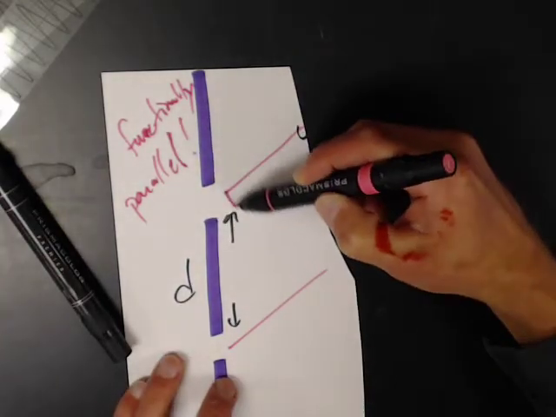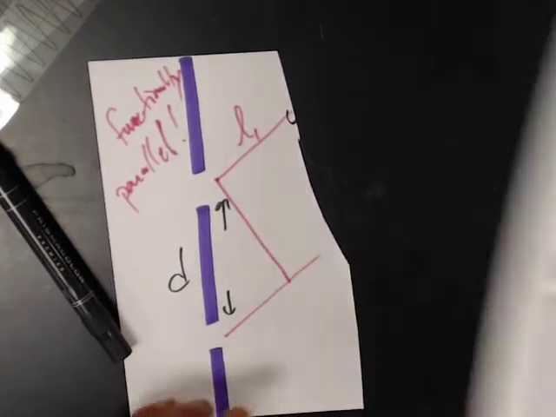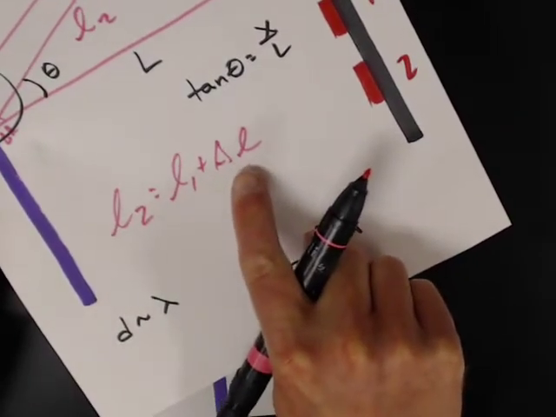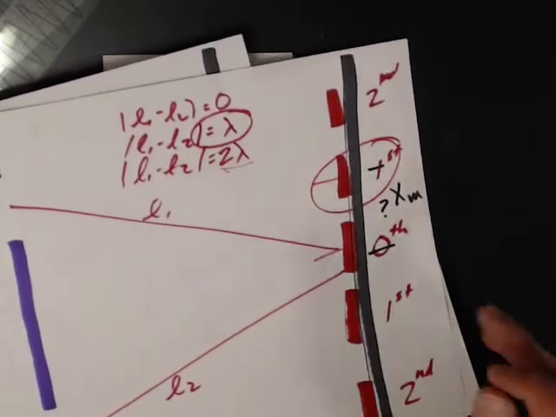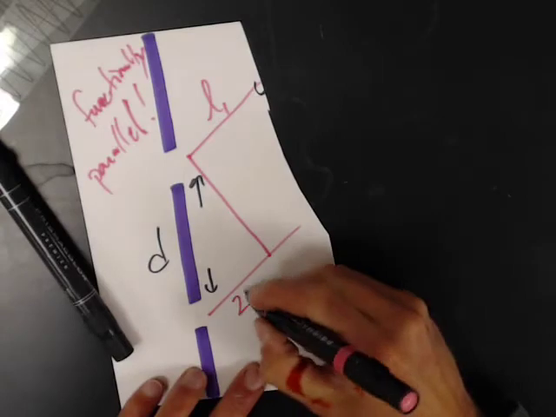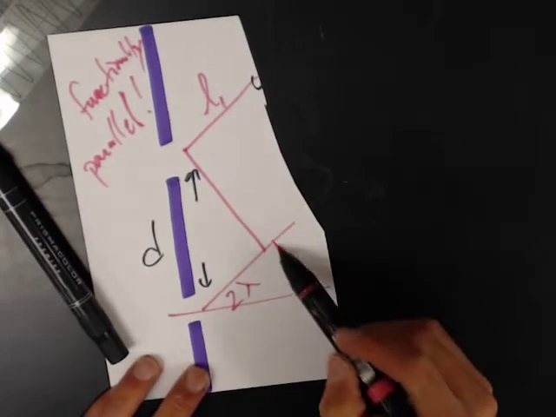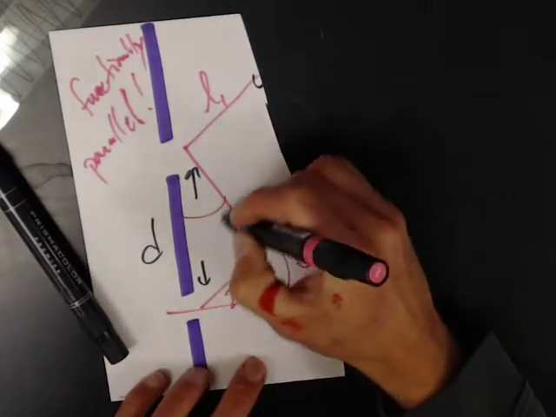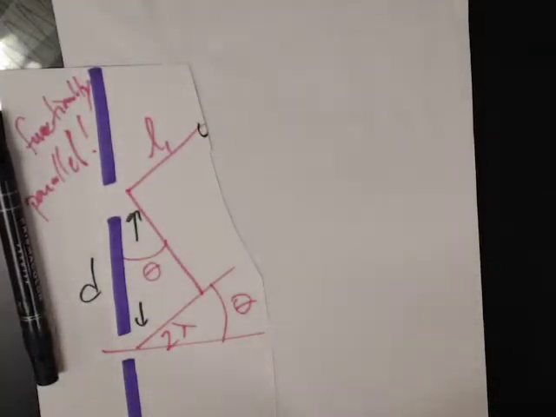So here's L1, here's L2. Remember L2 from our picture is a little bit longer than L1 by delta L, but because it's my second order fringe, from our previous videos we know that that distance is 2 wavelengths. So I know that this is 2 wavelengths. Oh look, if this is theta, then this is theta. So now I end up with a triangle that looks like this.